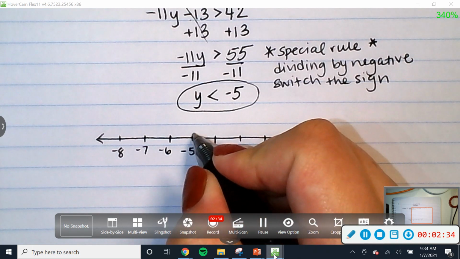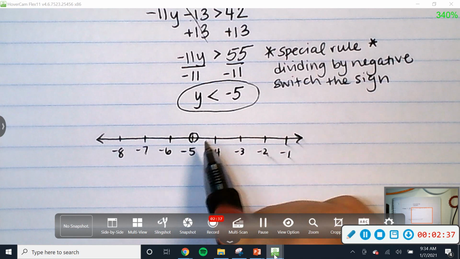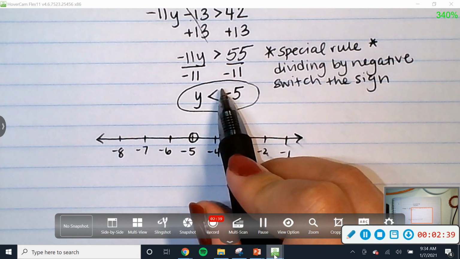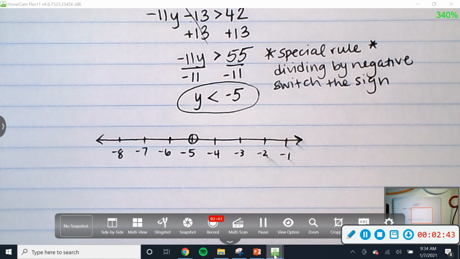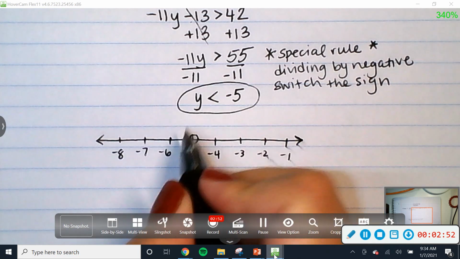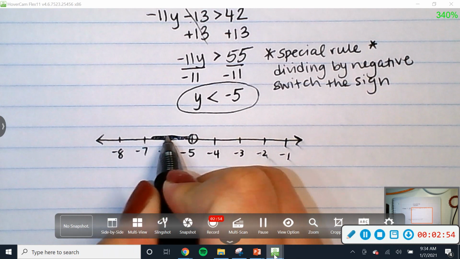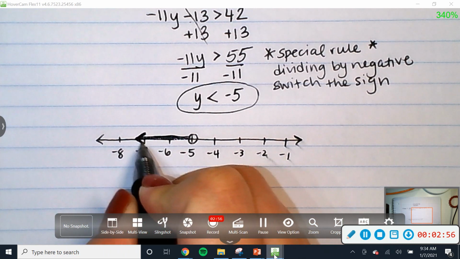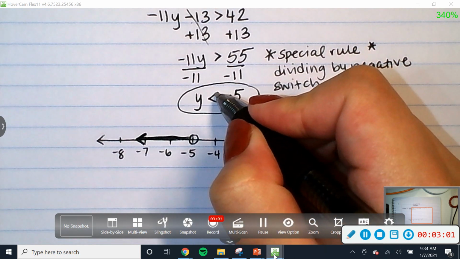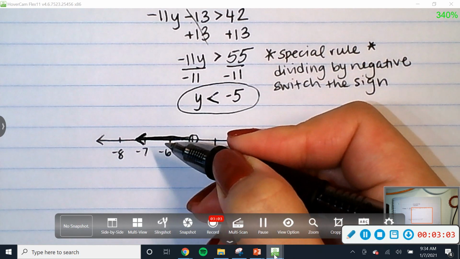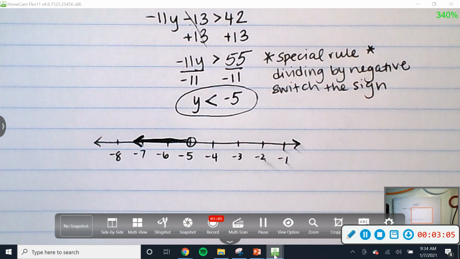So we draw a circle at negative 5. It's an open circle because this is a regular inequality, right? If it was less than or equal to, we would fill it in, but it's a regular one, so we just open circle. And then the direction that this is going has to go to the left because we want numbers less than negative 5. So our arrow is going to be pointing to the left. Remember, you can always use the trick where if the symbol is pointing this direction, you can point the arrow in the same direction.